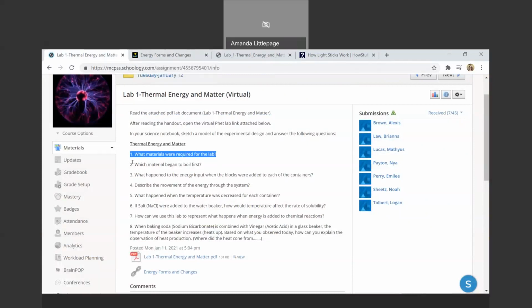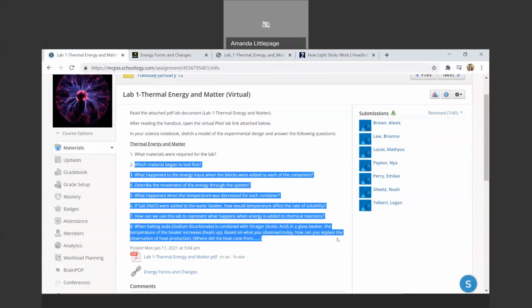So these are the questions you're going to be addressing as you work through the lab. For the first 5, you have to manipulate the lab to answer. One right here is just materials, but which material begins to boil first? What happens when you add those blocks to the containers? Observe and describe the movement of the energy. What happened when you decreased a container?